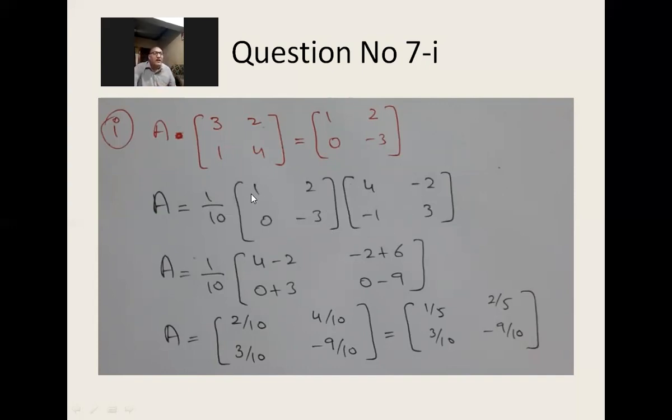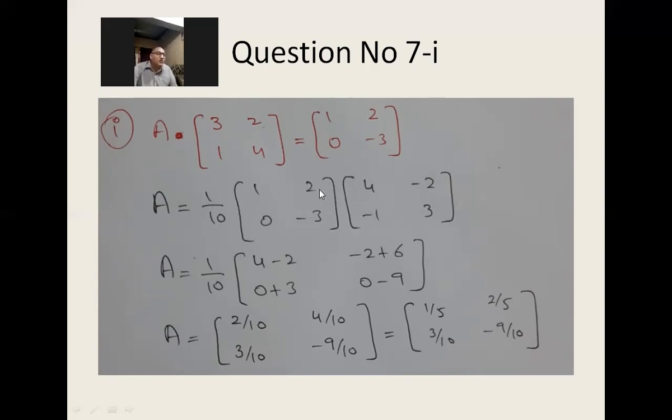Now I will multiply these two. For multiplication, from here I take rows, and from here I take columns. Here we have the first row, this is the second row, this is the first column, this is the second column. So the first row will multiply with the first column here: 1 multiplied by 4 plus 2 multiplied by minus 1.